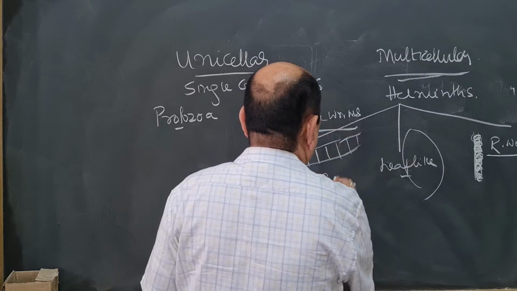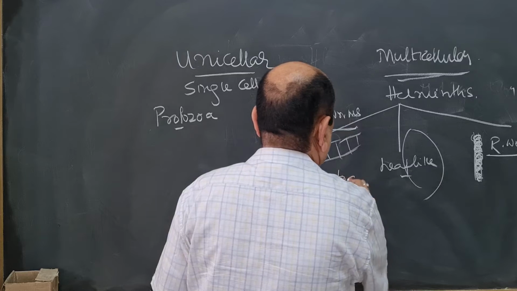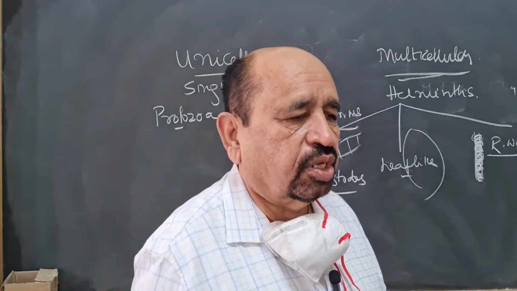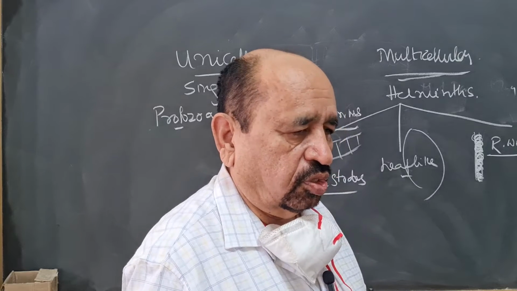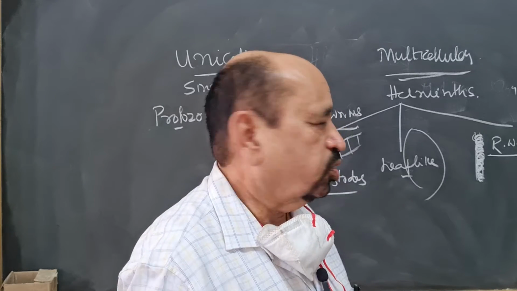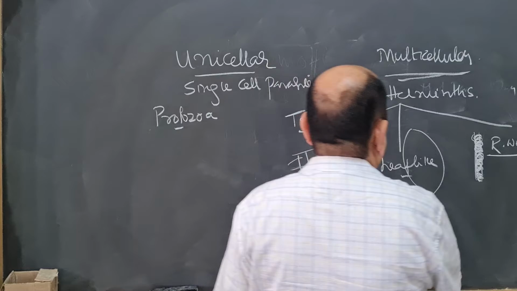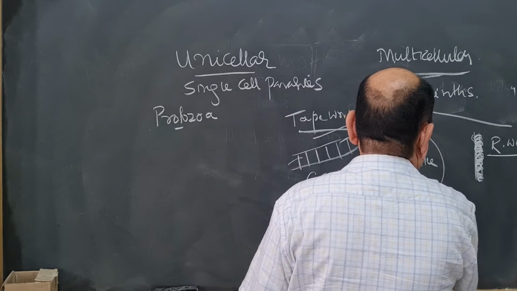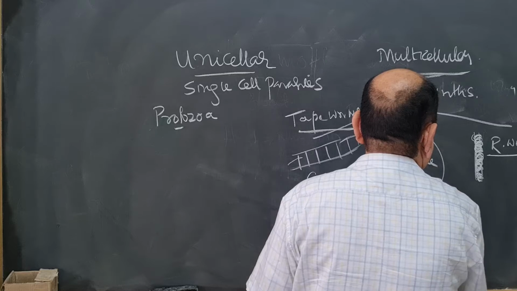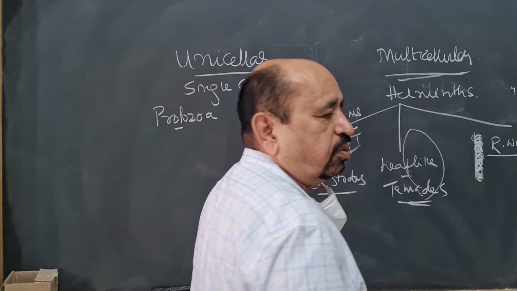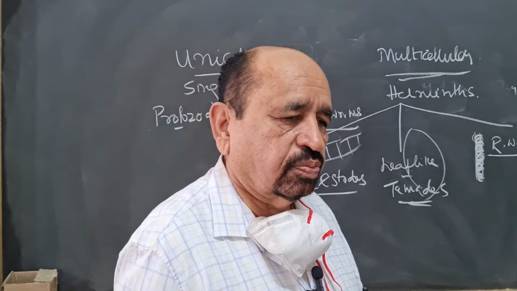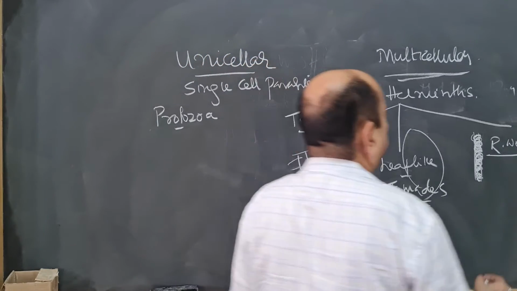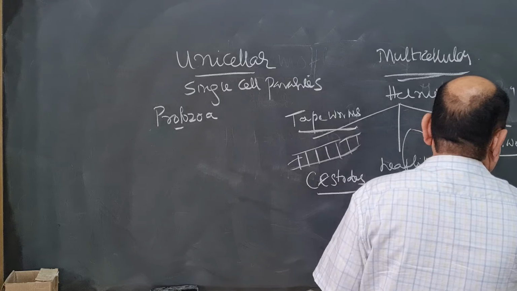Tapeworms are called cestodes. Leaf like worms are called trematodes. And round worms are called nematodes.